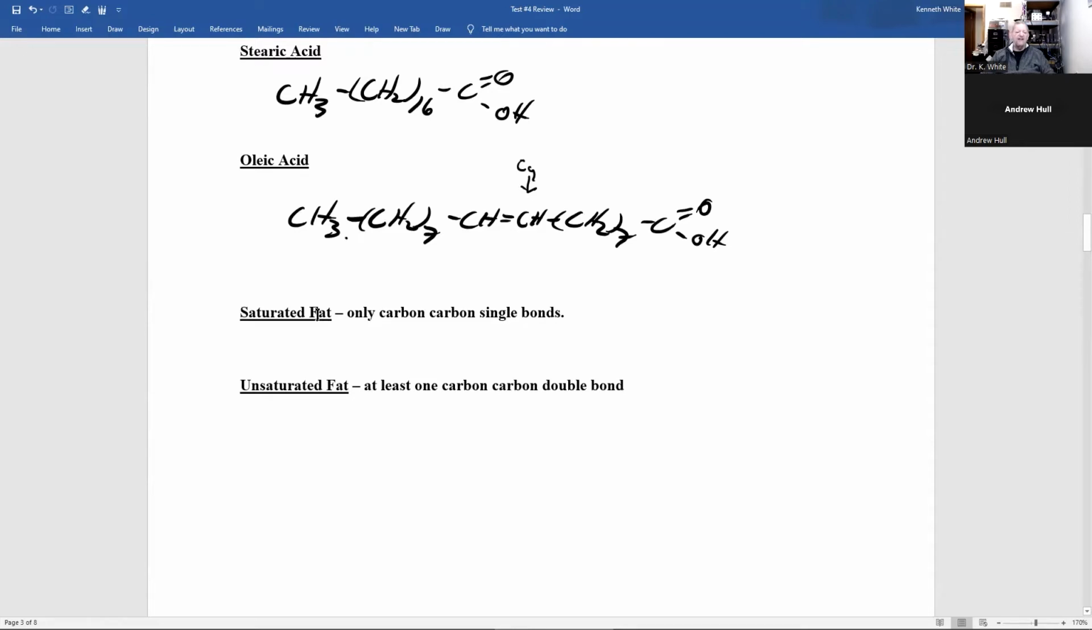A saturated fat is a fat that only has carbon-carbon single bonds. Now, if you only put down single bonds, I'll mark it wrong because there's a carbonyl in fats, which is a double bond. But saturated fat has only carbon-carbon single bonds. Unsaturated fat has at least one carbon-carbon double bond.